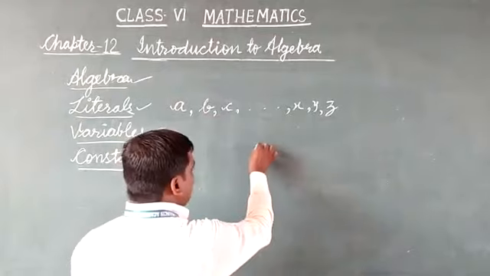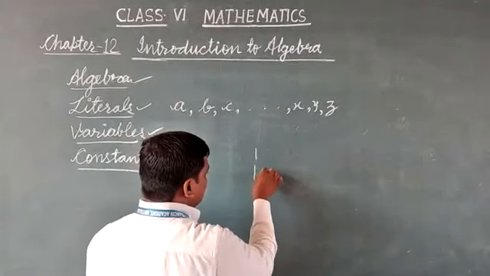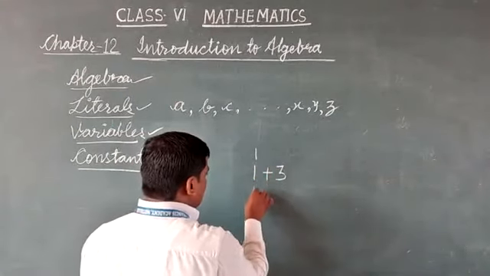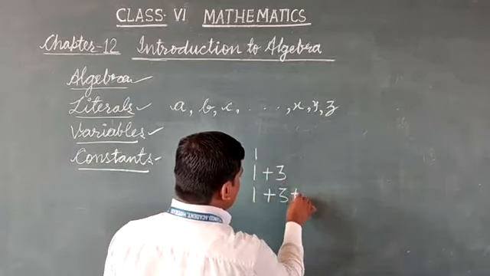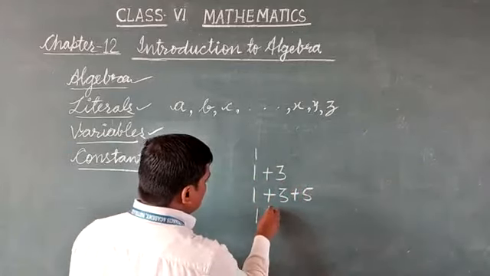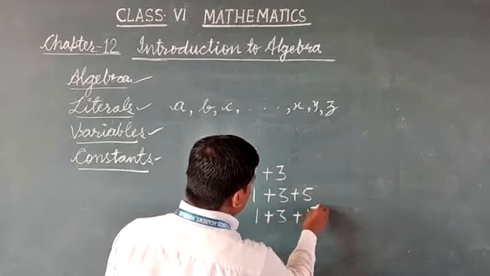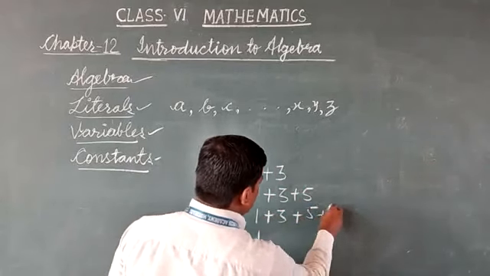For example, if I have 1, another I am taking 1 plus 3, then I am taking 1 plus 3 plus 5, then I am taking 1 plus 3 plus 5 plus 7.